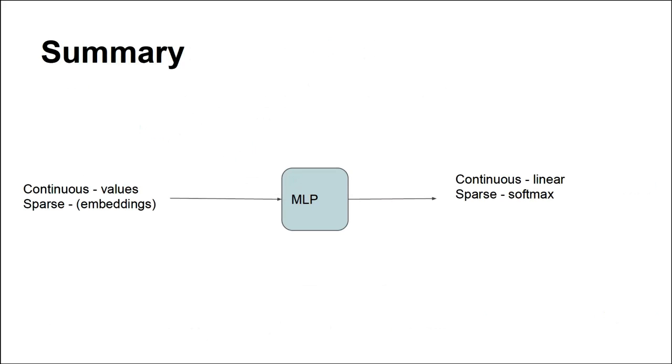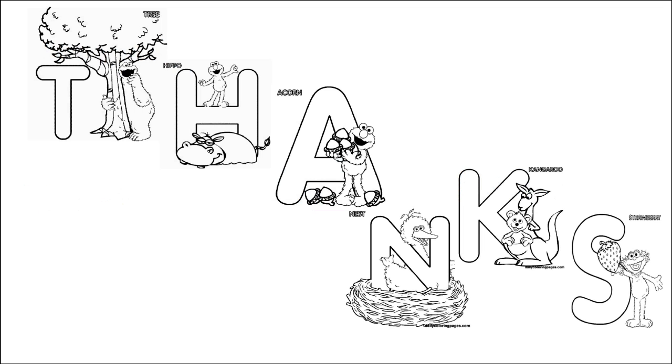So to summarize, we explained one of the models that's not used right now, but was frequently used before, called multi-layer perceptrons. We talked about how to work with continuous input variables and how to use sparse variables, which are like embeddings, and how to yield continuous variables using linear combinations, and how to generate sparse variables using the softmax. So, thank you.